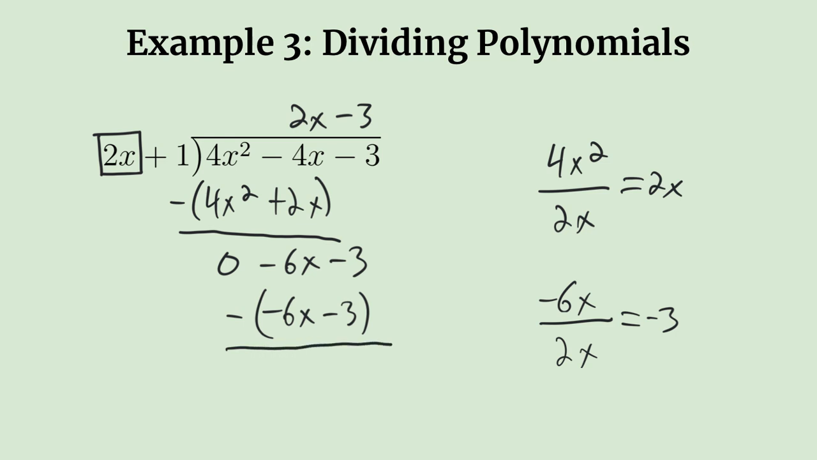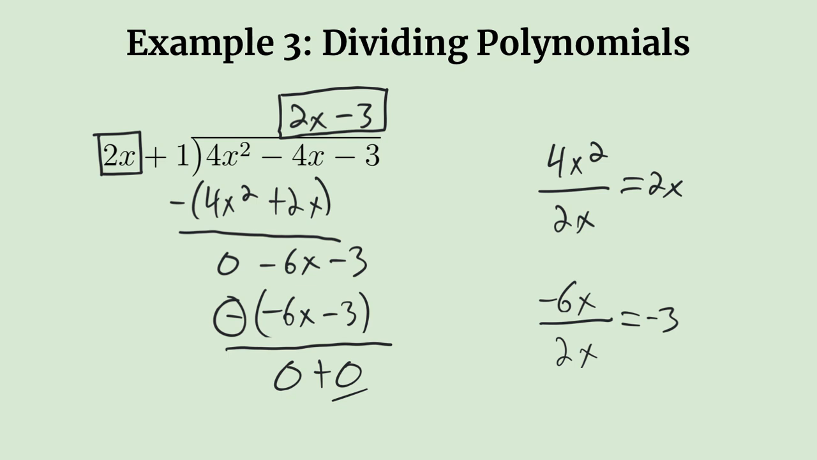This type of problem will be confusing because there's a lot of negative signs. But remember, this subtraction sign out here just means add the opposite of what's inside the parentheses, which is basically we're adding a positive 6x to that negative 6x. So negative 6x minus negative 6x would be 0. And negative 3 minus negative 3 would also be 0. And since we end in the 0, our answer is 2x minus 3.